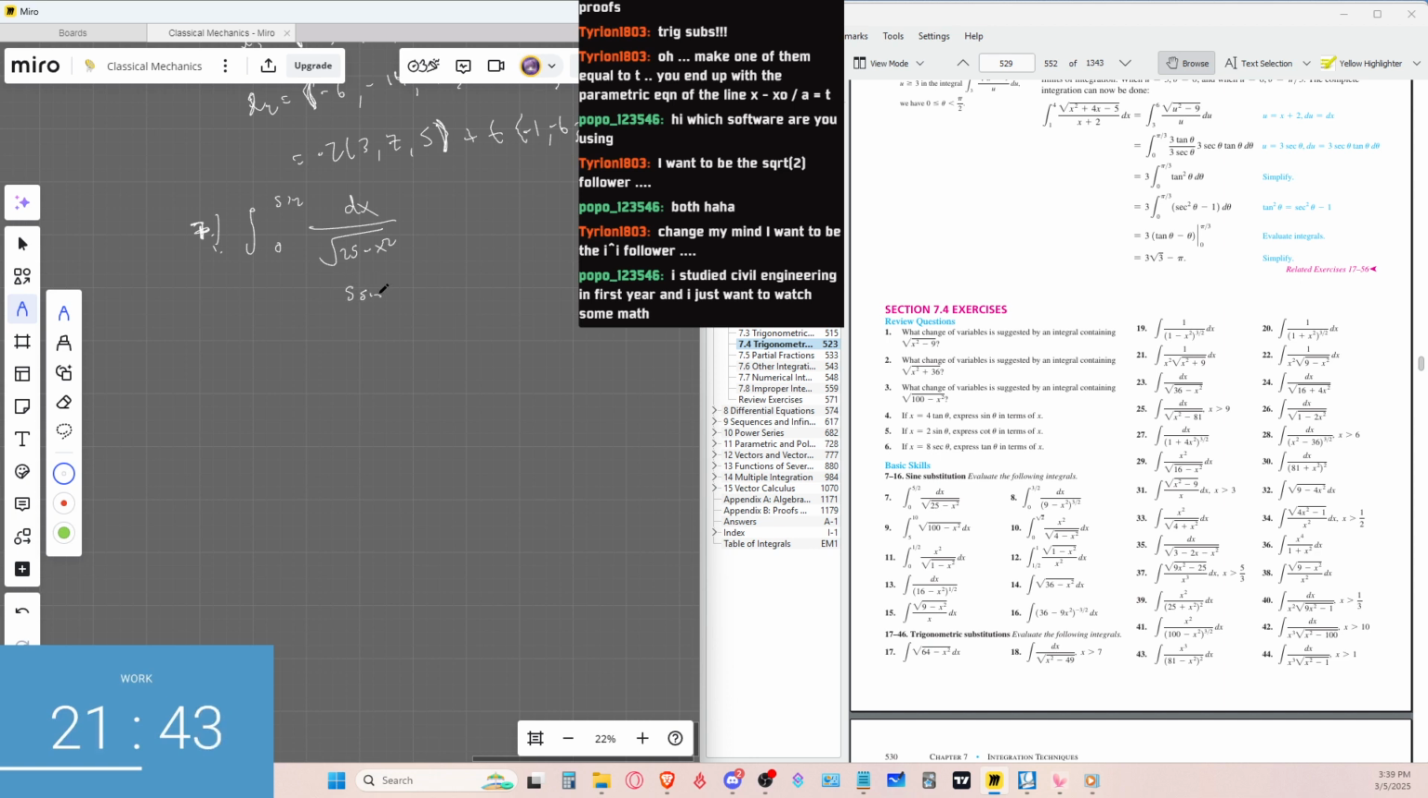So it would be like sine of theta. So I'm guessing x has to take the place of that one. Right, because then square root here, which is 25 minus 25 sine of theta squared.